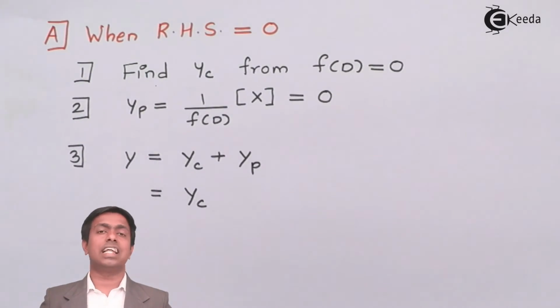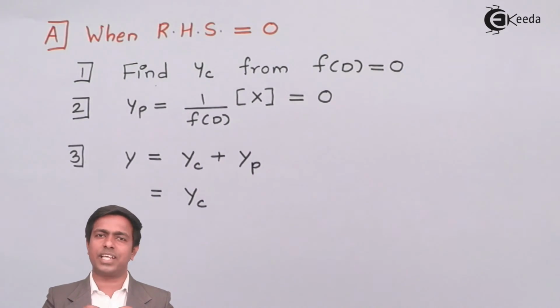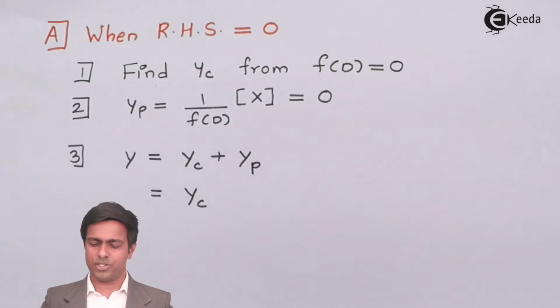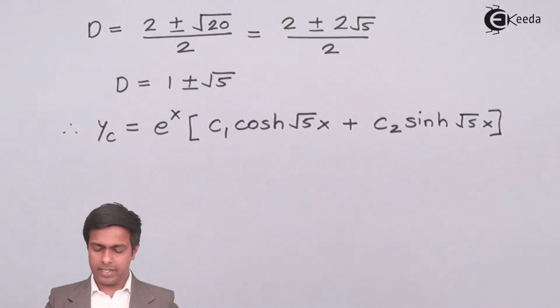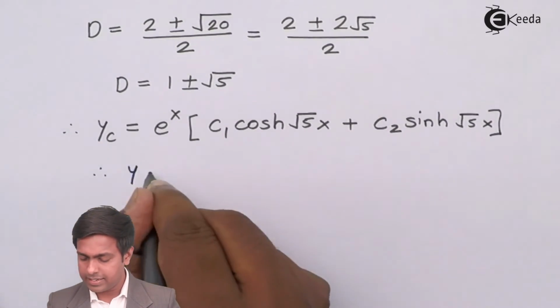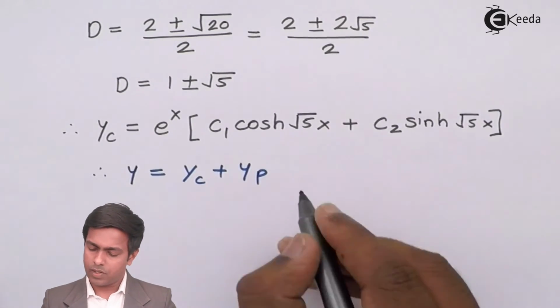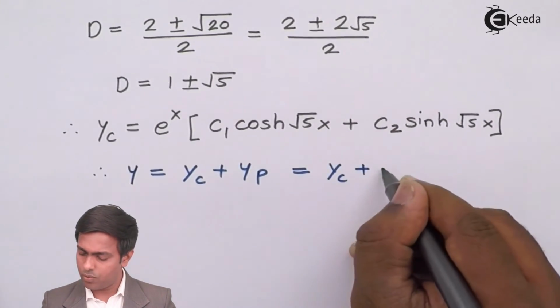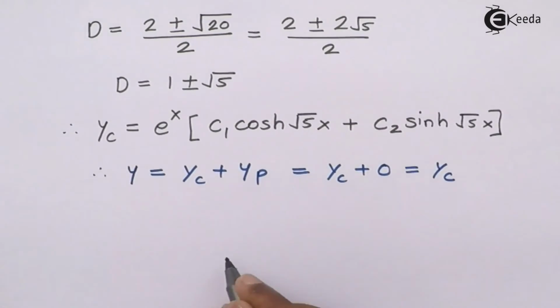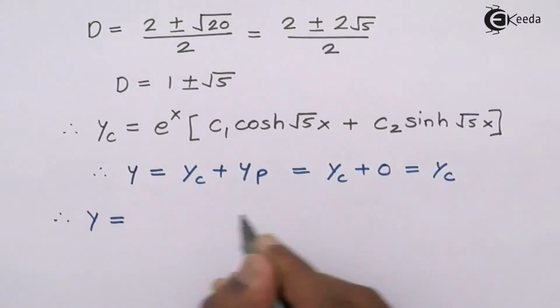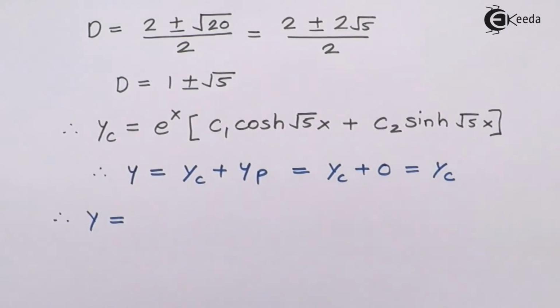So remember one thing, that whenever we have a differential equation with right hand side equal to 0, at that time our complementary function is the complete solution of that given higher order differential equation. So guys, yc is the solution of that given equation. So here I'll write that y is equal to yc plus yp, and yp is 0, so which is equal to yc plus 0, which is equal to yc. So guys, therefore the value of y is equal to yc. I'll copy down this value, and that is the final answer.